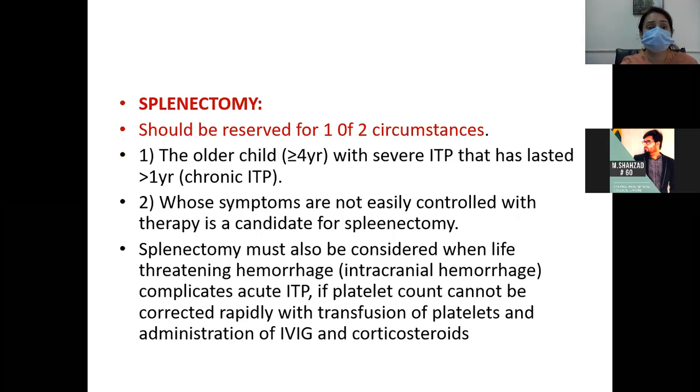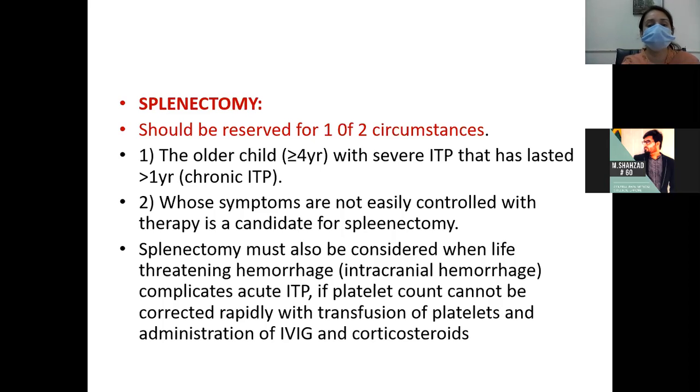So there's also a surgical treatment. Surgical treatment is the splenectomy in these patients. It should be reserved for one of two circumstances. It will not be done in every patient. Splenectomy should not be done in every patient. It should be reserved only for one of two circumstances.